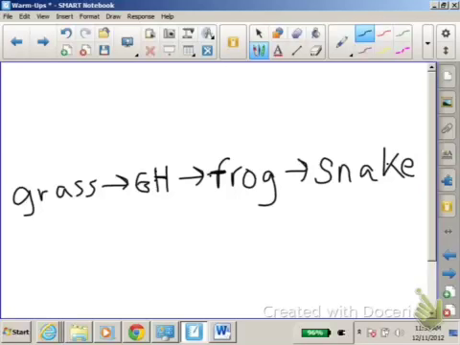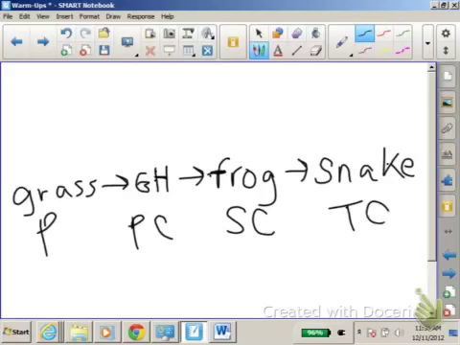Okay, remember that the grass would be the producer, the grasshopper would be the primary consumer, the frog would be the secondary consumer, and the snake would be the tertiary consumer. Now let's say that I added another trophic level. Let's just say that a hawk ate the snake. That would be what we call a quaternary consumer. Quaternary consumer. Quad means 4.